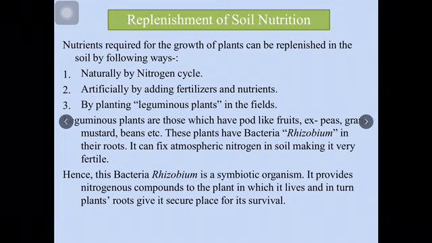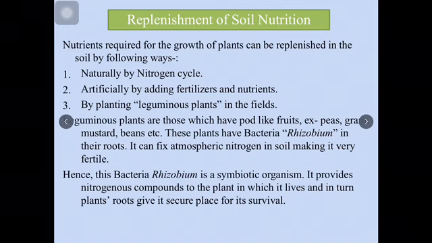Nutrition required for the growth of plants can be replenished in the soil by the following ways. Naturally, by nitrogen cycle. Naturally it is taking place in the environment. It can be done artificially by adding fertilizers and manures, or it can be done by planting leguminous plants in the field. So now what are these leguminous plants? Leguminous plants are those which have pod like fruits like pea, gram, mustard, beans, जिनमें बाहर का एक आउटर कवर होता है और उसके अंदर सीड्स होते हैं, जैसे मटर, चना, mustard, beans, French beans. These are all leguminous plants.